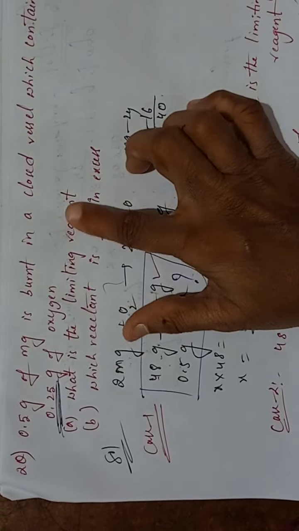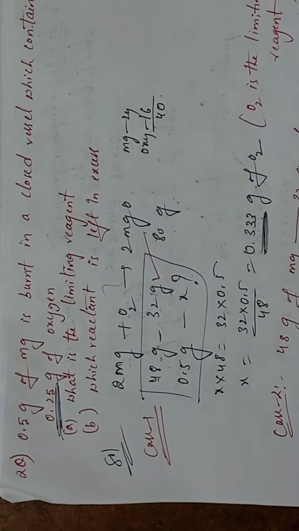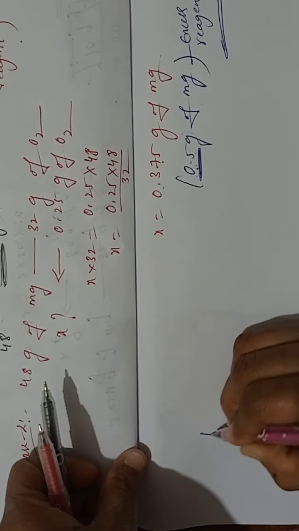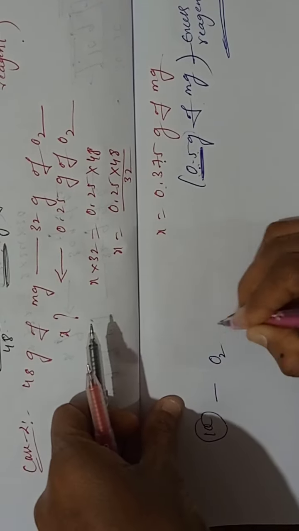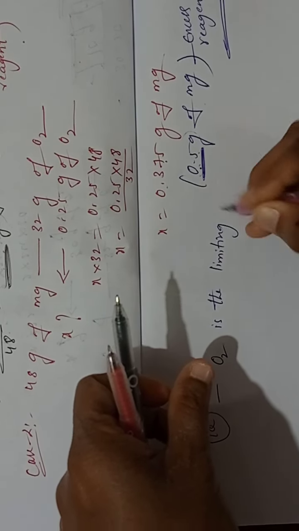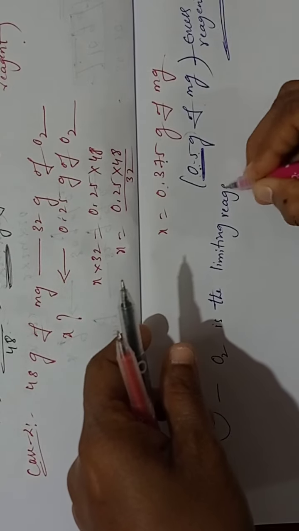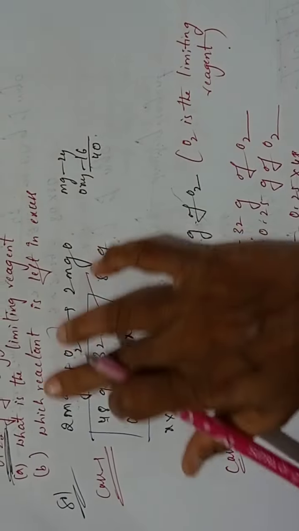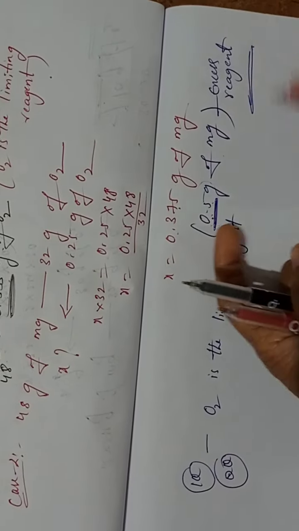Now what are the questions, students? First question, what is the limiting reagent? O2 is the limiting reagent. And what is the second question, students? Which reactant is left in excess? So which is the excess reagent, students? Magnesium is the excess reagent. Correct?